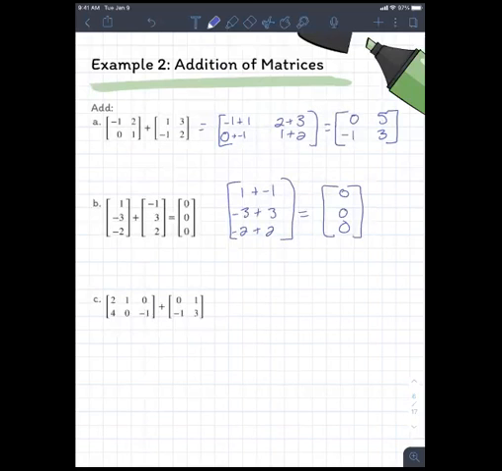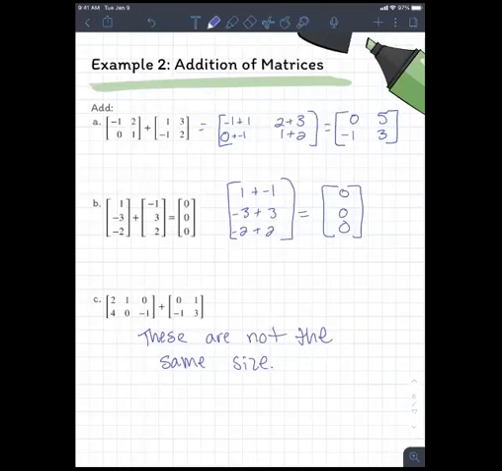For the third one, because they're not the same size, you can't add them together. So if you tried it on Desmos, you should get an error or something along those lines that says you're not able to add them. They have to be the same dimensions for you to add them. Cool?